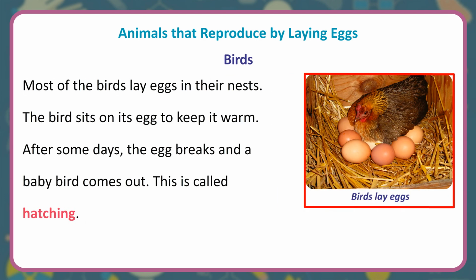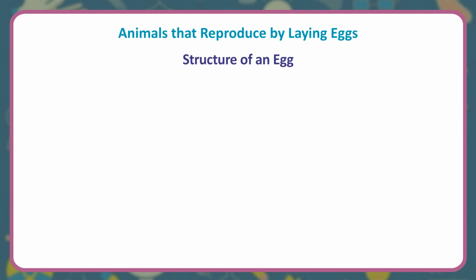Animals that reproduce by laying eggs. Birds. Most of the birds lay eggs in their nests. The bird sits on its egg to keep it warm. After some days, the egg breaks and a baby bird comes out. This is called hatching.